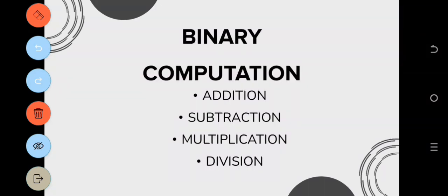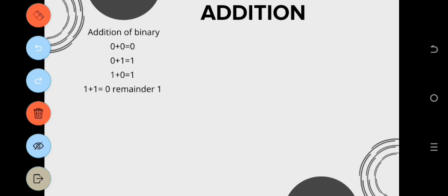Now that we are done with binary conversion, we will continue to binary computation. In addition, we are following some rules. The addition of binary. 0 plus 0 is 0. 0 plus 1 is equal to 1. 1 plus 0 is equal to 1. And 1 plus 1 is 0, remainder 1.